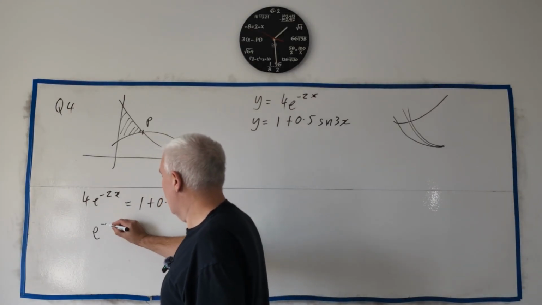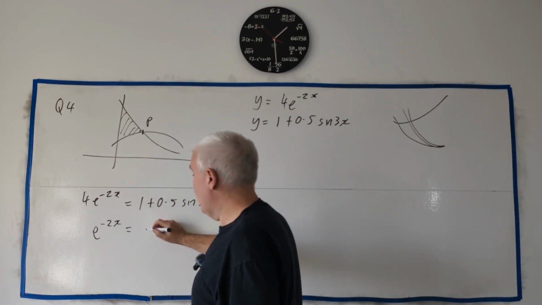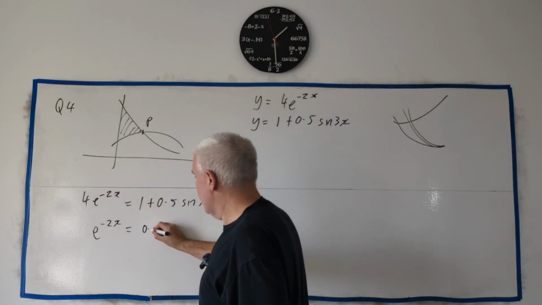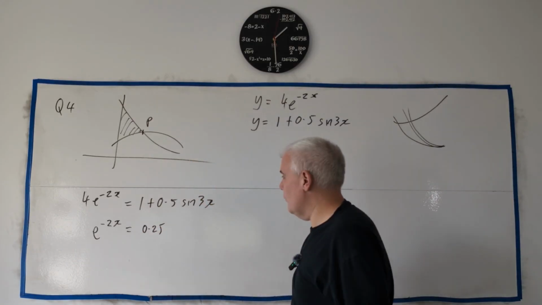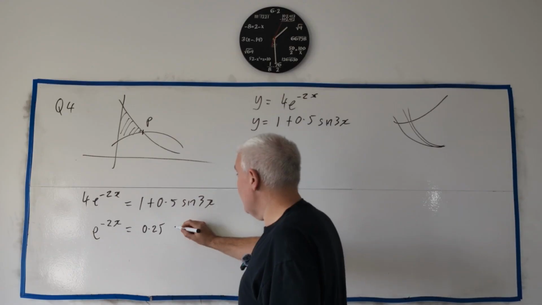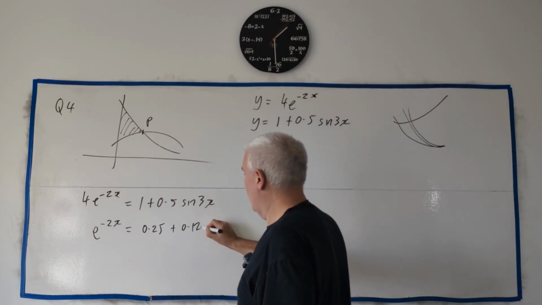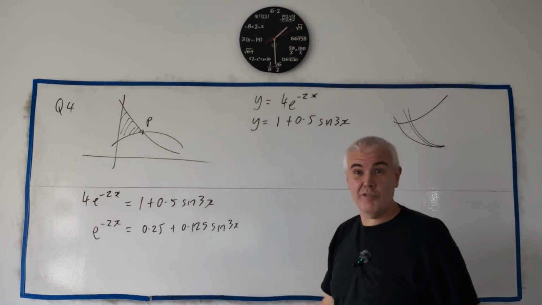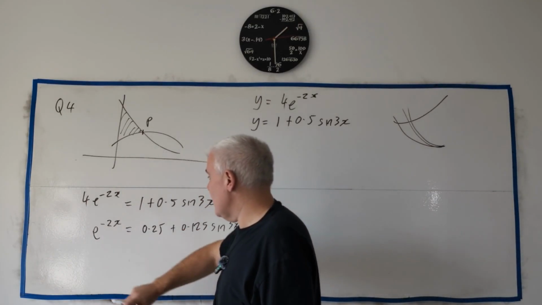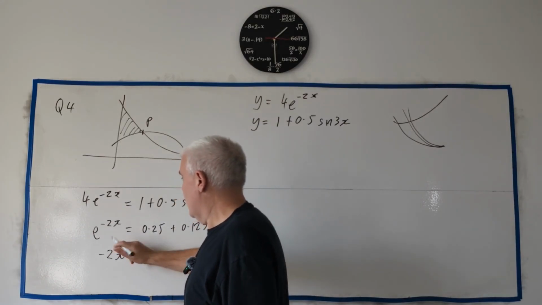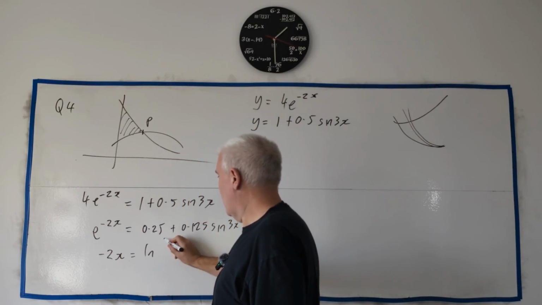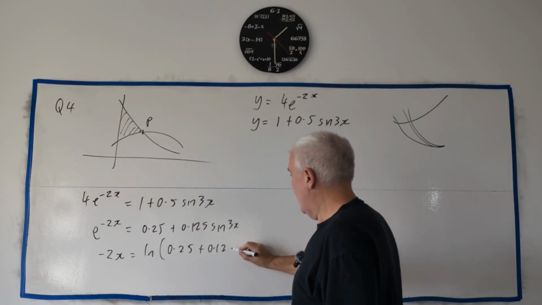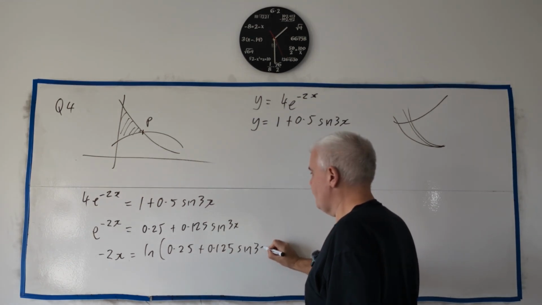Okay, let's get rid of this 4 first of all. 1 divided by 4 is, I'd usually write 1 over 4, but their answer has 0.25 in it, so I'll leave it the way they do it. 0.5 divided by 4 is 0.125 sine 3x. We're already close to the answer they wanted. How do you get rid of e? Take the natural log of both sides. It destroys that e, and a natural log appears this side. Again, it's now looking very much like what they gave us.